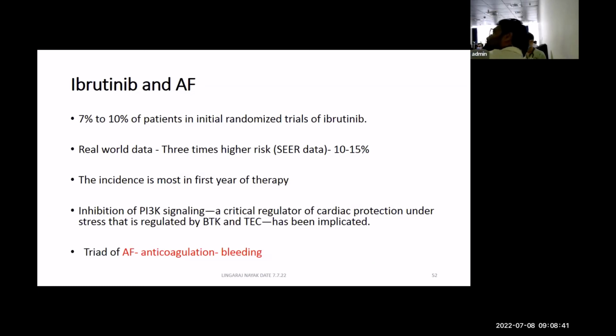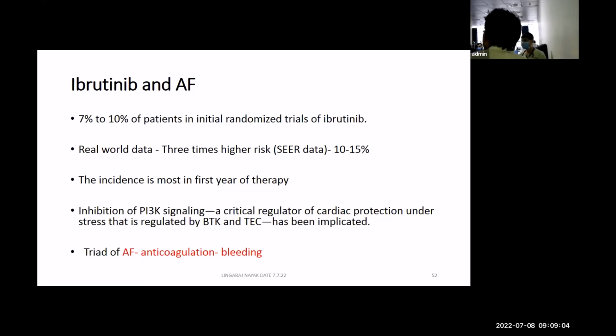7 to 10% of patients in the initial randomized studies done with ibrutinib reported atrial fibrillation. But if you see the real world data, it is higher. If you compare the ibrutinib cardiac complications with the trial data, it is definitely scary to see the real world data, where it is up to 30 to 40%. Obviously, this happens because the trial data is from a highly selected group of patients.